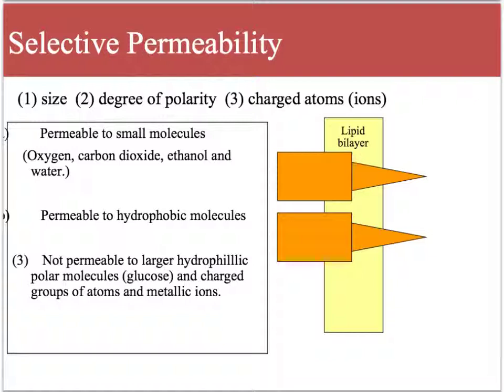It is not permeable to larger hydrophilic, so big water-loving polar molecules, for example glucose, and charged groups of atoms and metallic ions. So when you do your SAC, it's important that you think about what solutes we are using and whether or not they will be able to pass through the plasma membrane unassisted. So if they are not small, if they are hydrophilic, or if they are large, chances are they won't be able to pass through the membrane unassisted.